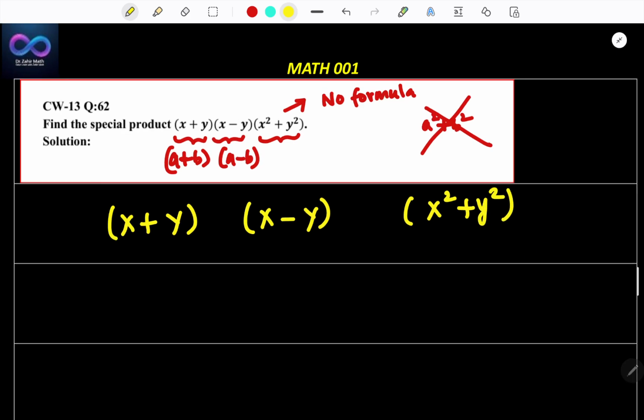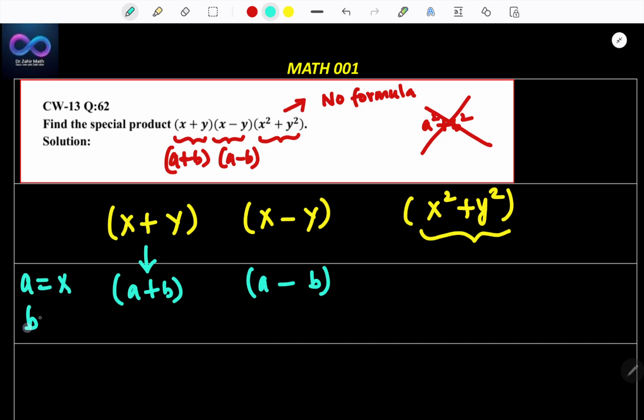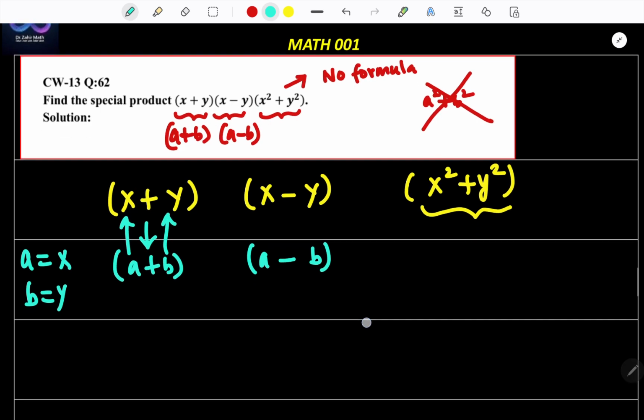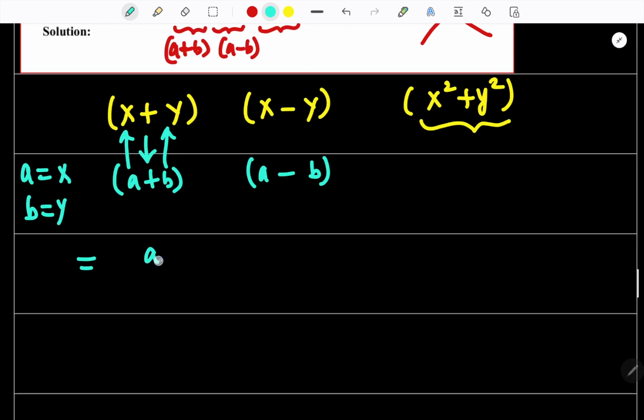I'm not going to touch this one. I'm going to keep it as it is. Let us look into this question. This is of the model a plus b times a minus b. What is in the place of a? X. What is in the place of b? Y. What is a plus b, a minus b? Which is a square minus b square, which is equal to x square minus y square.